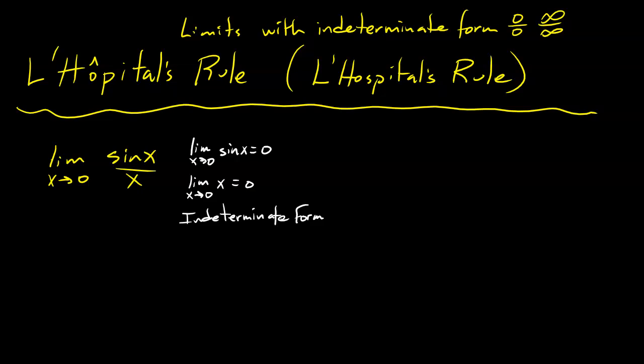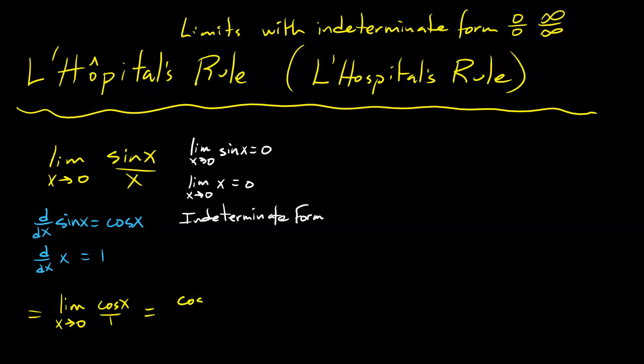So, underneath here, I would then have to say the derivative of sine of x equals cosine of x. I would then have to say the derivative of x is 1. So my original limit is equal to the limit as x approaches 0 of cosine of x over 1. And now I can plug 0 in and get an answer, which would be cosine of 0 over 1, which is 1 over 1.